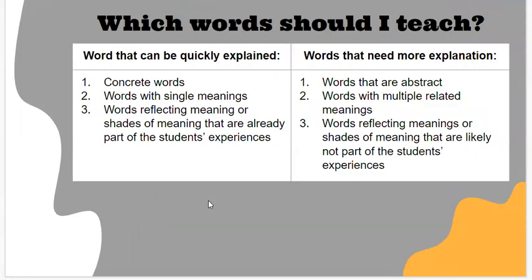There are so many words. So how do we even begin to decide which words we should teach? We need to look for words that are needed to fully comprehend the text. So we're going to be looking for those words that, if we look on the right-hand side, are more abstract. There could be multiple meanings or reflecting meanings. Those are going to need some more explanation.